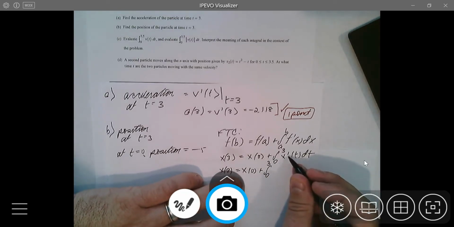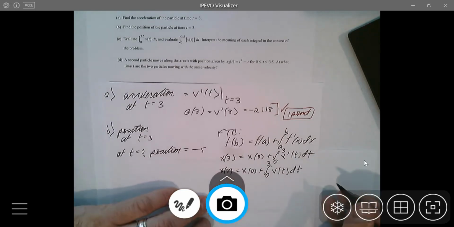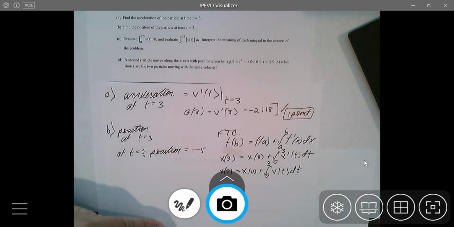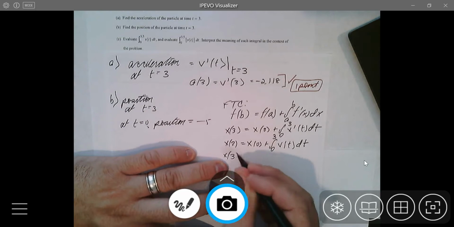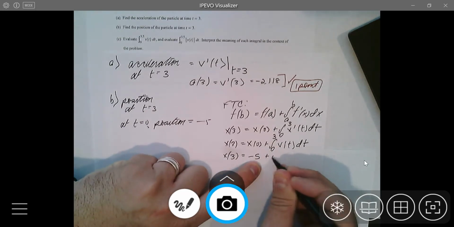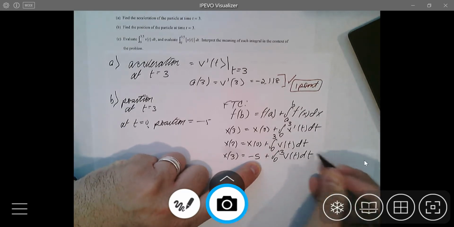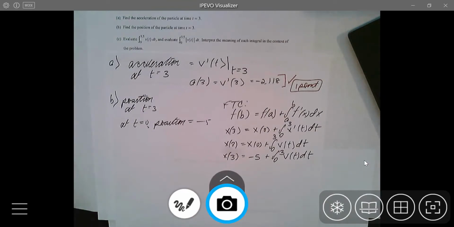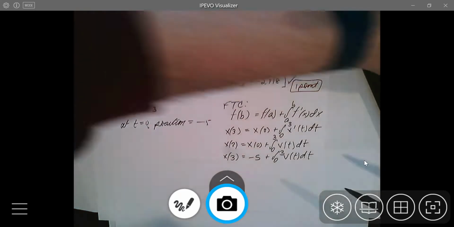Well, the derivative of the position is your velocity function. So in order for me to solve this problem, to find the position at time 3, I take my position at time 0, which is -5, and I add on to it the integral from 0 to 3 of v of t dt. Again, we want to keep in mind that this is a calculator active question. So to evaluate the definite integral, we're going to go back to the calculator.